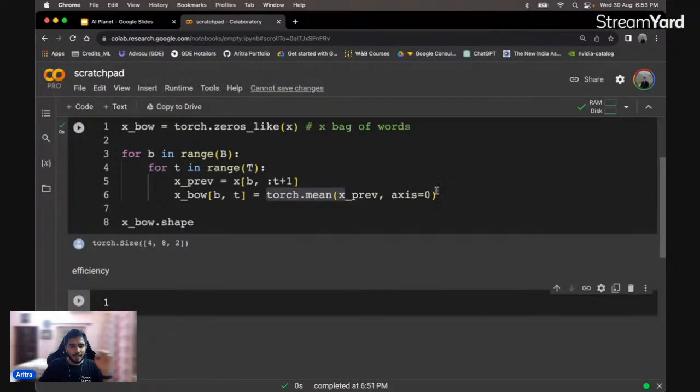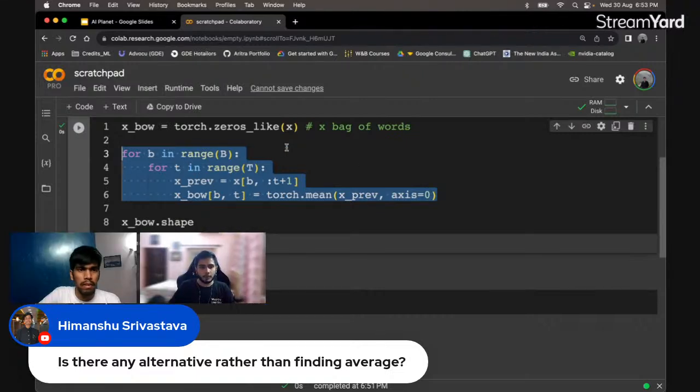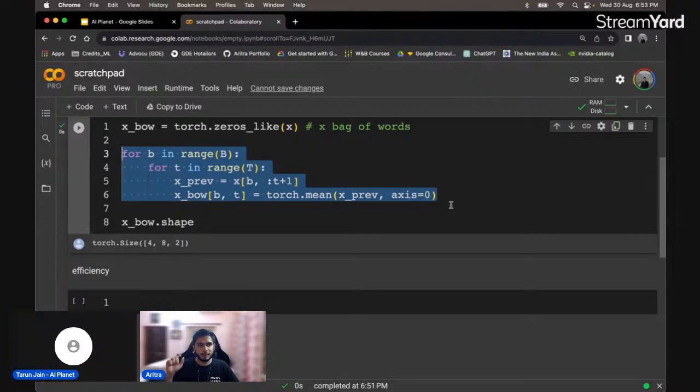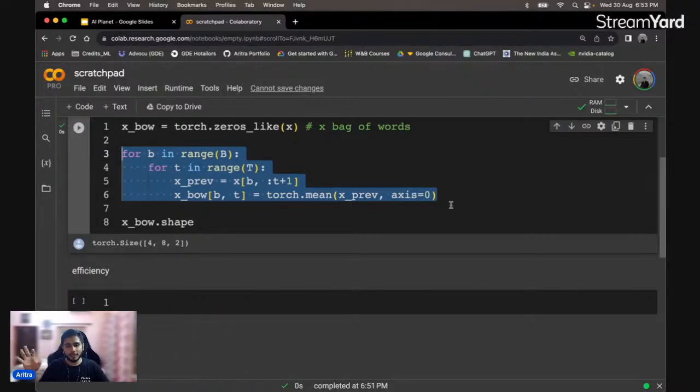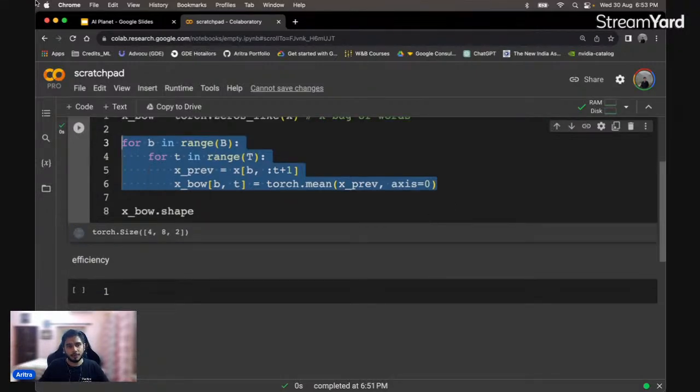Now, as a deep learning engineer, if I do this with a for loop, there is a question: is there any alternative to finding the average? There is, but I'm going to hold on to this question because I am going to cover it inside my talk. So what I'm trying to come to is that writing a for loop in the world of deep learning is a blasphemy. How can I make this a little more efficient?